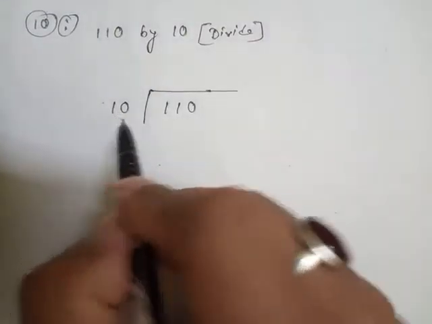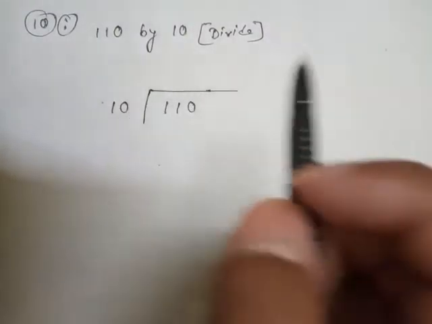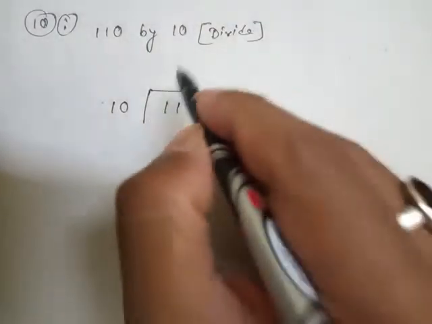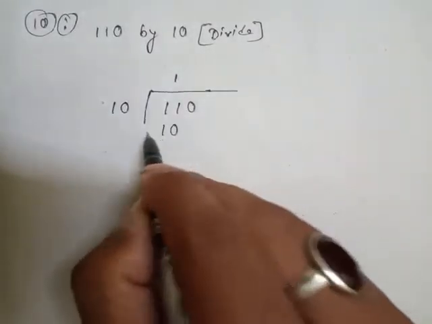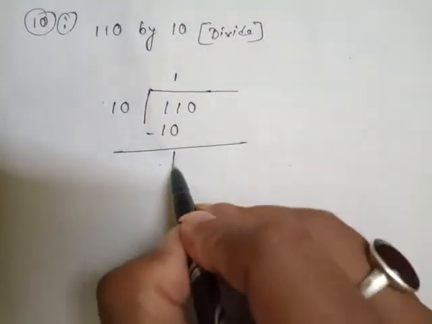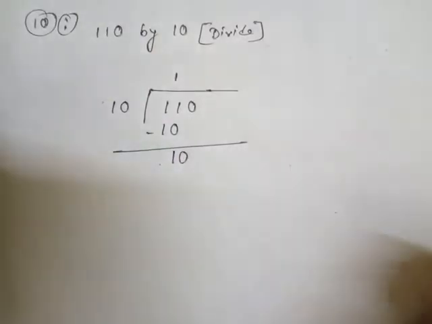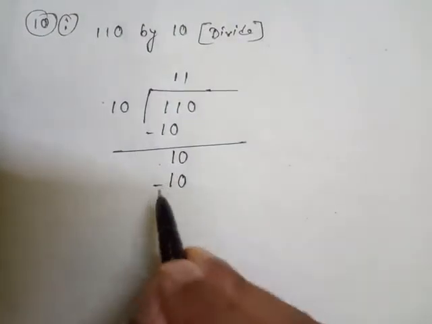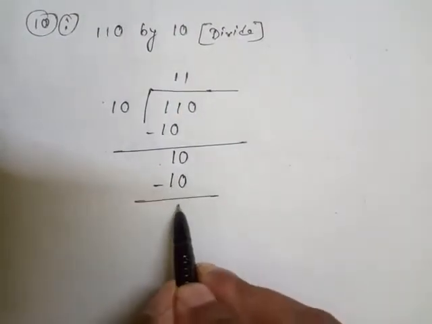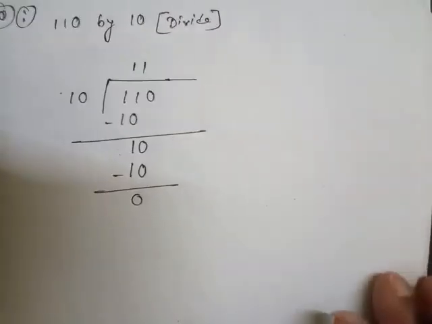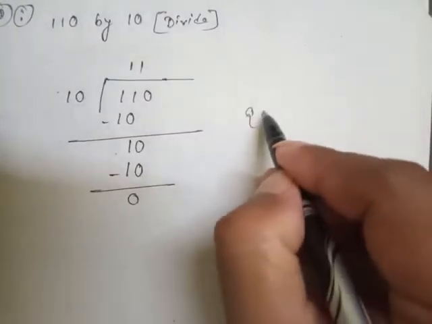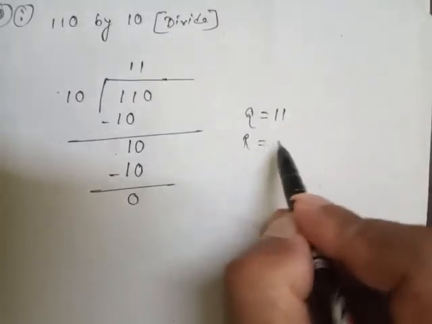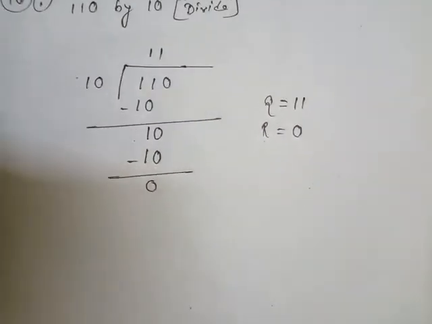Now 10 means 2. We know that very well. 10 means 2 in binary. I repeat again, 10 means 2 in binary. Now here 110. So initially 10 ones are 10. Now 1 will be here and that 0 will come down here. Now again 10 ones are 10, which means the remainder is 0. So we can say that, I am writing by the side here, quotient equal to 1 and remainder equal to 0 for this sum number 1.